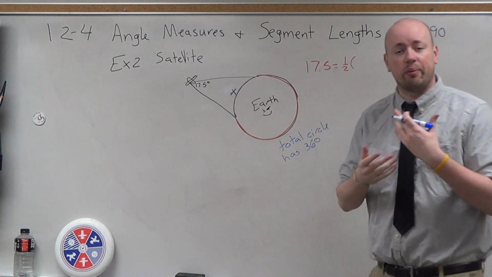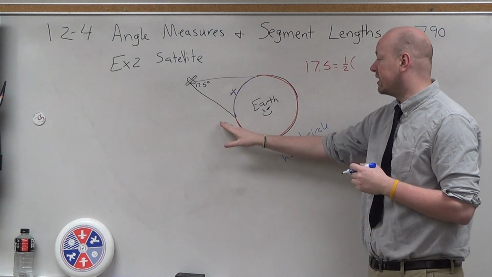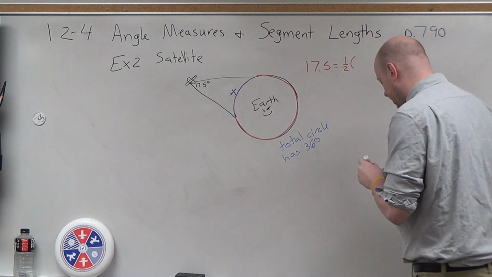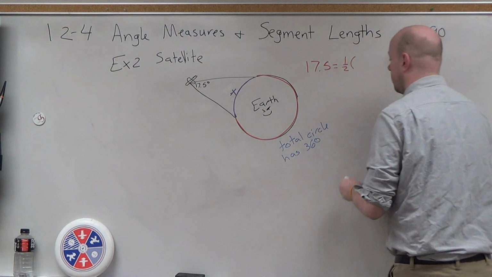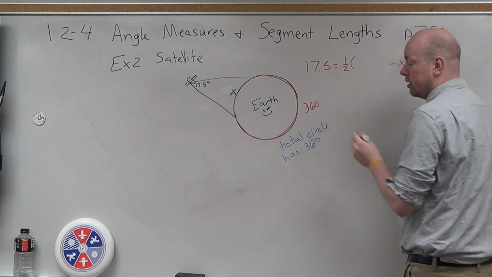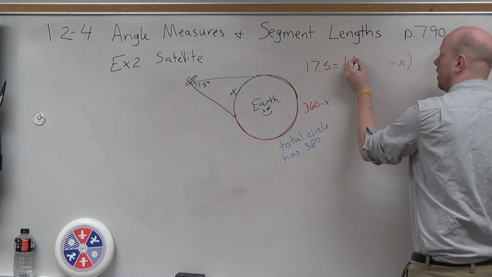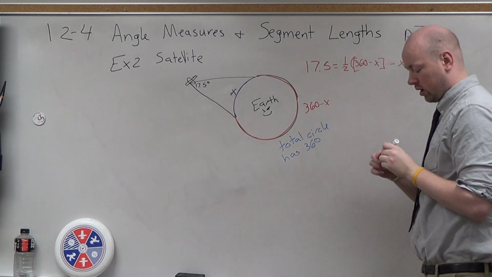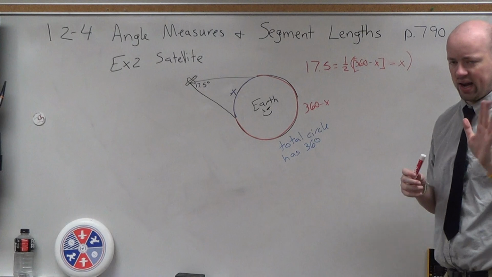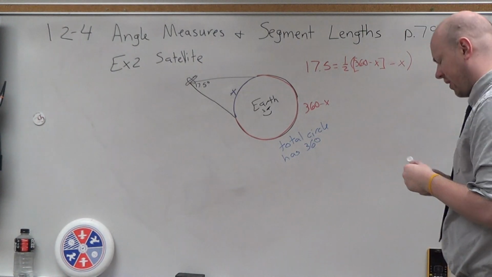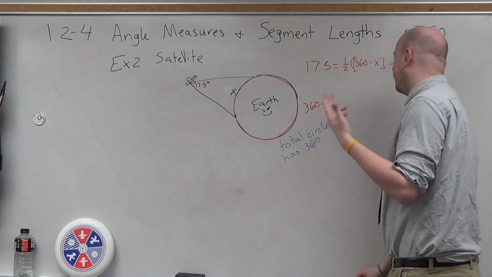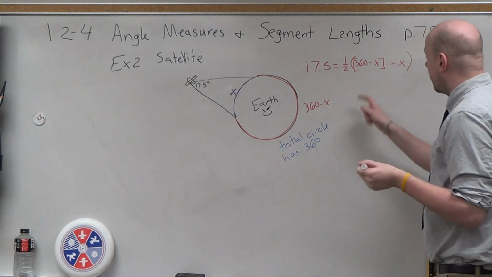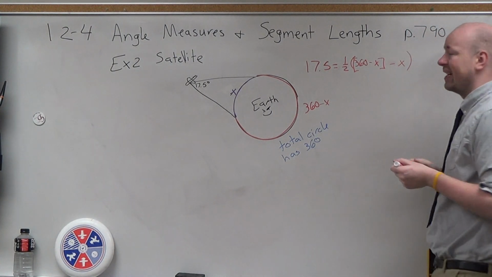So the same logic would apply. I know the entire circle is 360, and if that chunk is just x, all that's left in red would be 360 minus x. So I can plug that in, 360 minus x. And I'm going to put it in brackets just for right now. It doesn't mean anything right there. So now I get this kind of goofy stuff. Well, order of operations says I should always do my parentheses first. So I get 360 minus x minus x.